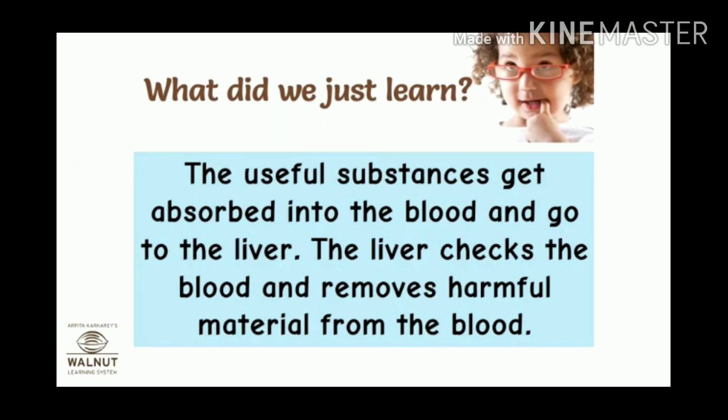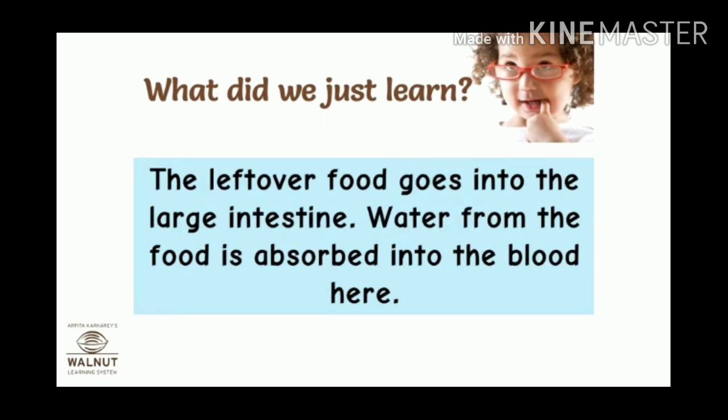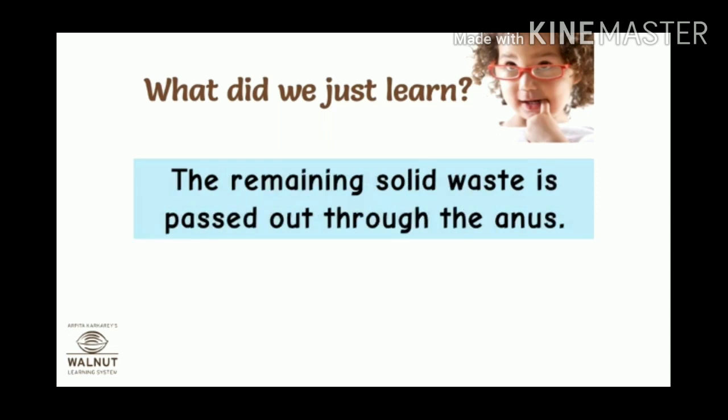The liver checks the blood and removes harmful material from the blood. The leftover food goes into the large intestine. Water from the food is absorbed into the blood here. The remaining solid waste is passed out through the last part, the anus.